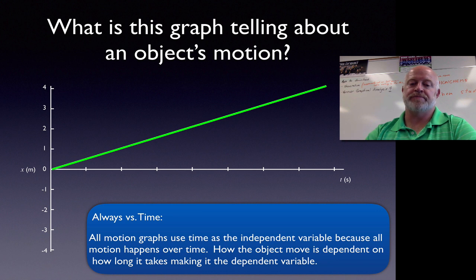All right, now keep in mind, all of our motion graphs will be versus time. We need that because you can't move without taking time to move. Even light takes time to move. Everything takes time to move. That means that time is our independent variable. Independent variables are always put on your x-axis. How we move and the movement we have is dependent on how long it takes. So the x positioning, which we represent on the y-axis here, is dependent on that. So we have our position or our displacement over our time, dependent variable versus our independent variable.